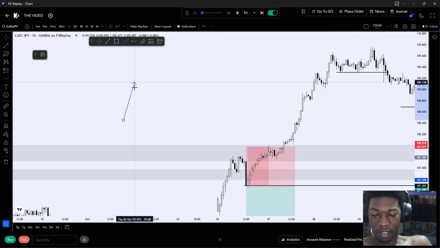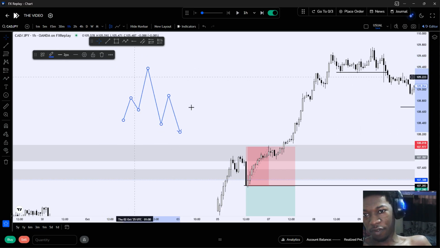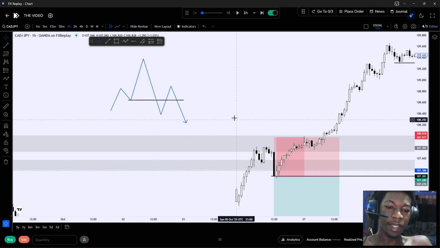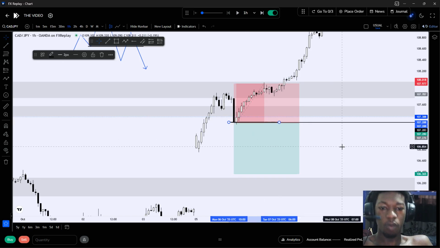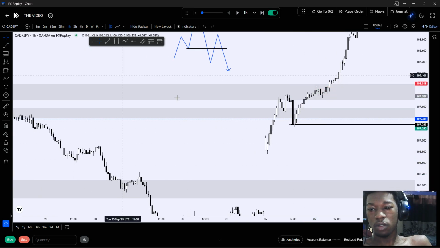The confirmation is this: the market's going up, comes down, breaks here, boom. That's the confirmation. The confirmation is when the market literally breaks past this level right here. And did the market break past this level here? Nope, it did not. So we did not get our confirmation, so I would not enter this trade at all.